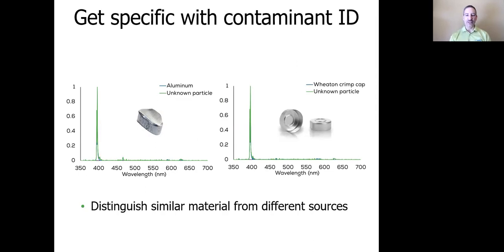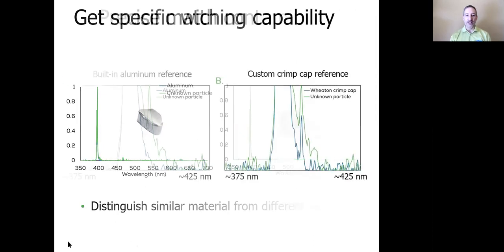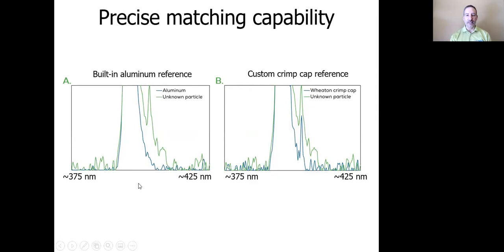I'll draw your attention to the shoulder of this peak at 400 wavelength. When it's expanded, you can see the reference in blue, the aluminum standard, does not have this peak that's showing up at about 403 nanometers. However, the Wheaton crimp cap does have that peak, as you can see on the right-hand side. What that does is give us a slightly higher match, and we're more likely to identify the exact source of the aluminum contamination.